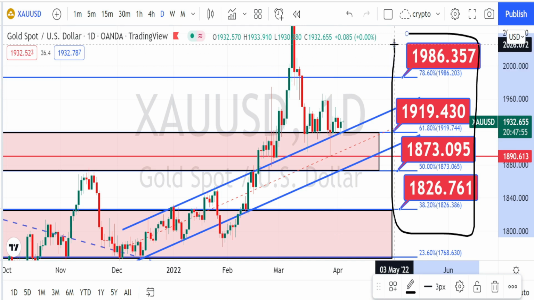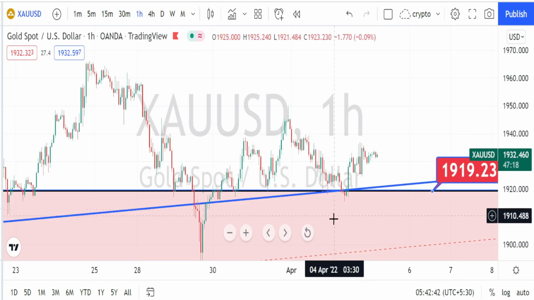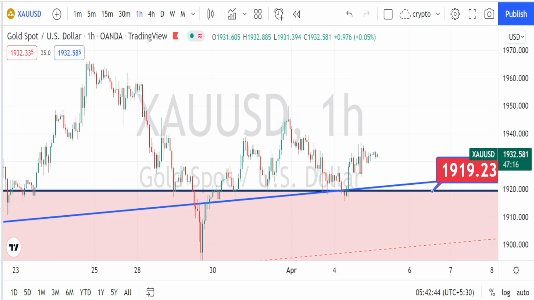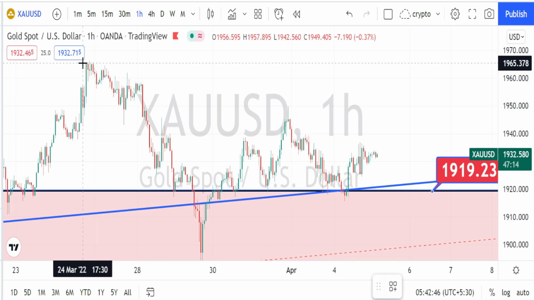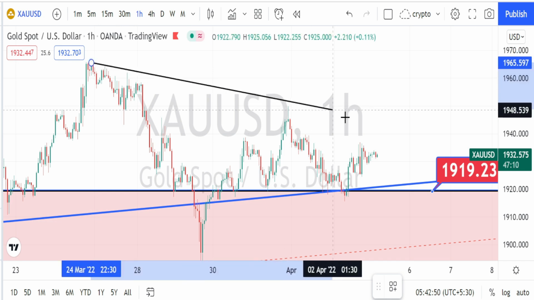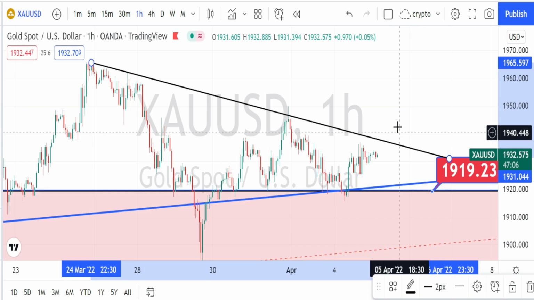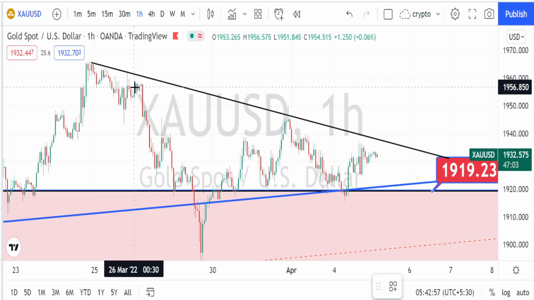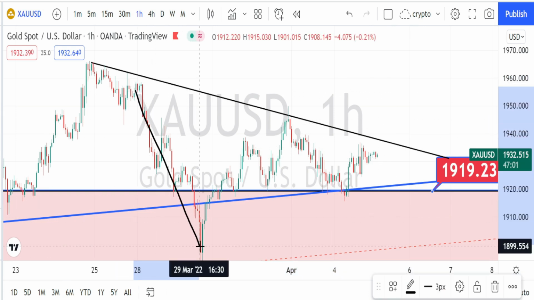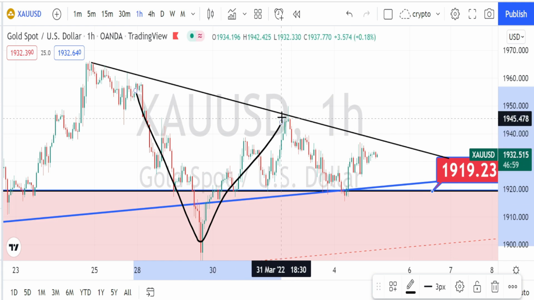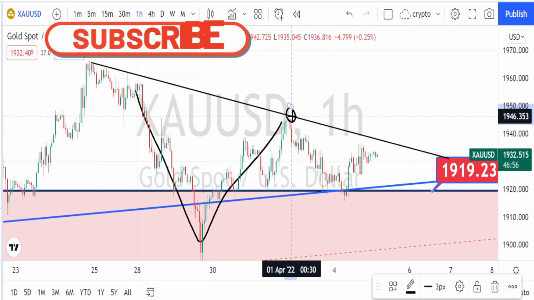Let us do the analysis in hourly time frame. So I am in hourly time frame now. When we look at the price action in hourly time frame, I am drawing one more trend line over here. So currently the price action is still trading on a downtrend. The price had a very sharp downfall, again bounced back on the bullish trend and took resistance on this resistance line.